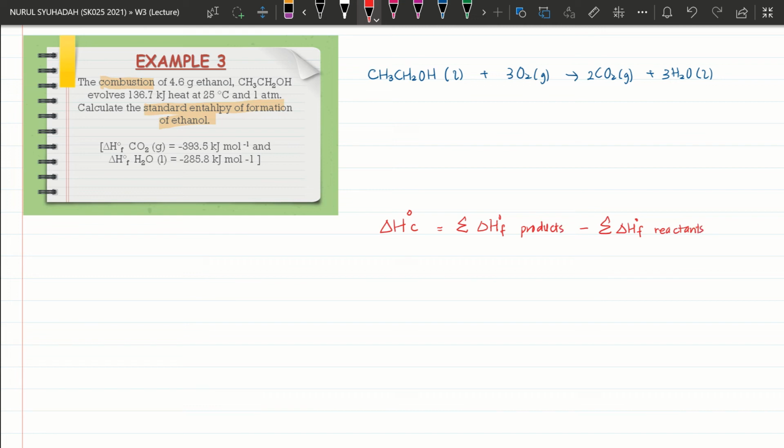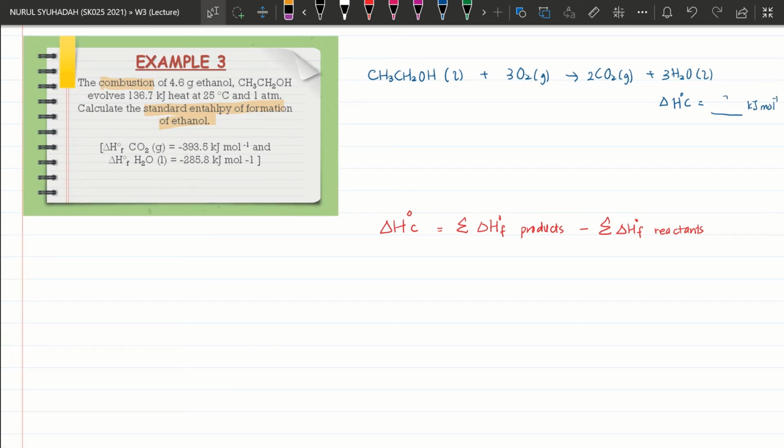Okay, so you need to make sure that you have the value of delta HC. So I just write it down here because I don't have any space right here. Your thermochemical equation should be in one line, but please make an exception for my video because I don't have much space over here. So delta H naught C. So we need to find what is the value here, in kilojoule per mole. Okay, what is the value over here?